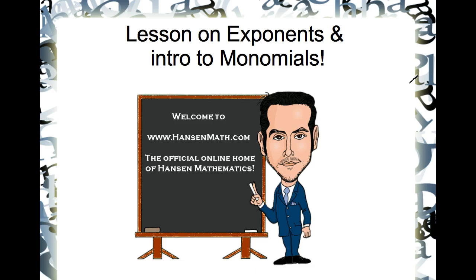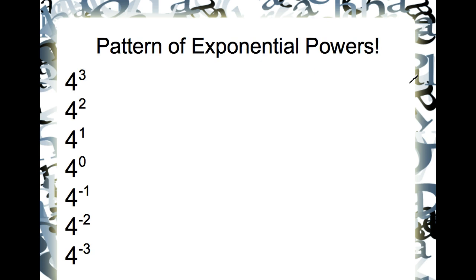I hope you enjoy this lesson on exponents and an introduction to monomials. Here we go. The first thing I'd like to go through is looking at a pattern of exponential powers. I've chosen to use 4 as the base, starting with 3 as an exponent and descending all the way down to -3. Now, to illustrate this pattern, I could have used any number, but 4 is as good as any, and I figured we'd start at 3 and go 2, 1, 0, -1, -2, -3 as far as the exponential powers.